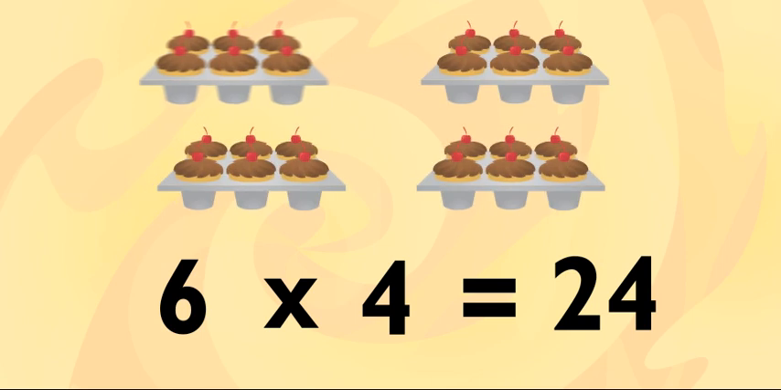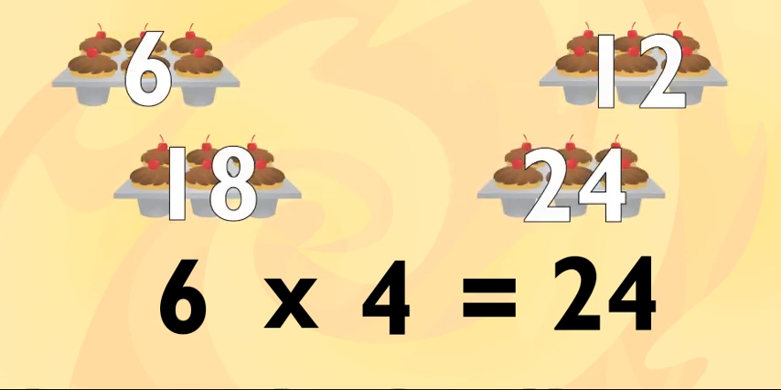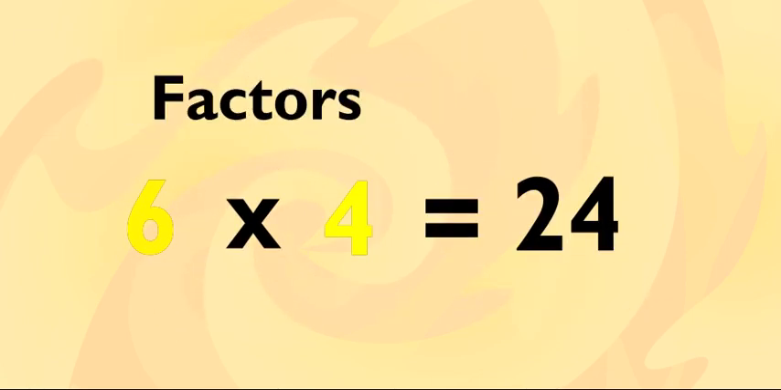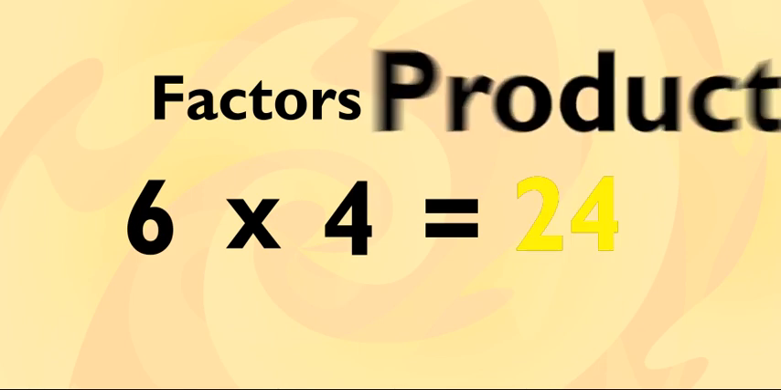So basically it's 6 repeated 4 times. You got it. 6 and 4 are your factors, the numbers being multiplied. Your answer, 24, is the product.